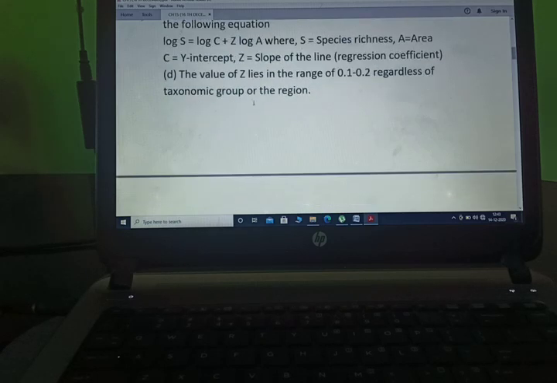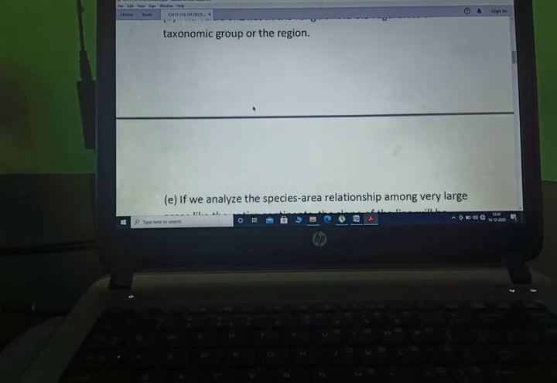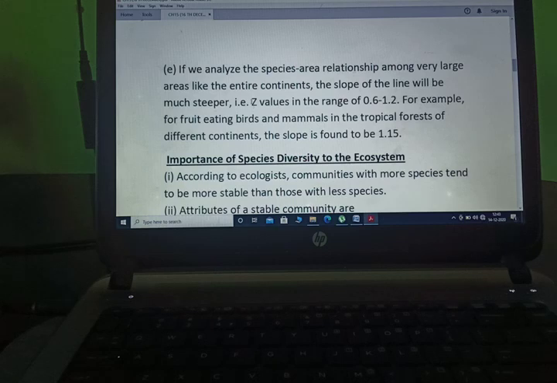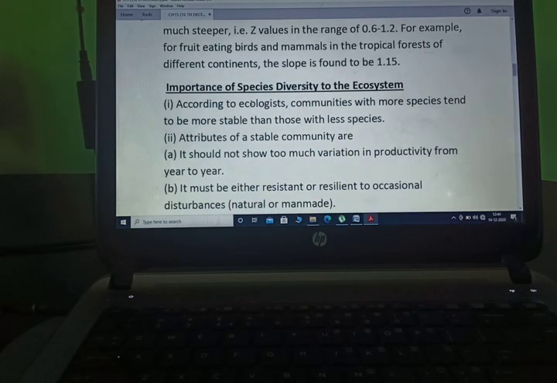The value of Z lies in the range of 0.1 to 0.2 regardless of the taxonomic group or the region. If we analyze the species area relationship among very large areas like entire continents, the slope of the line will be much steeper, that is, values in the range of 0.6 to 1.2. For example, for fruit-eating birds and mammals in the tropical regions of different continents, the slope is found to be 1.15.